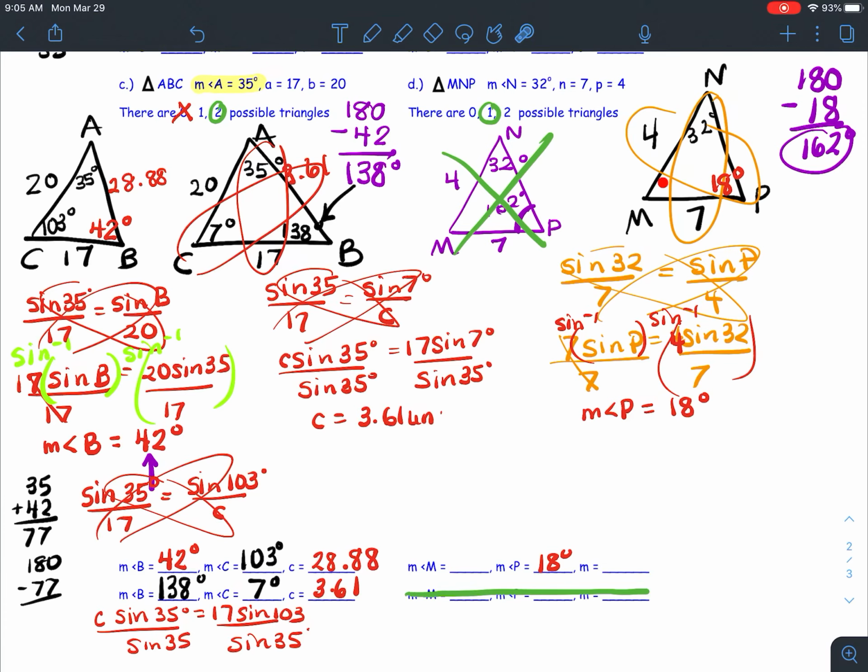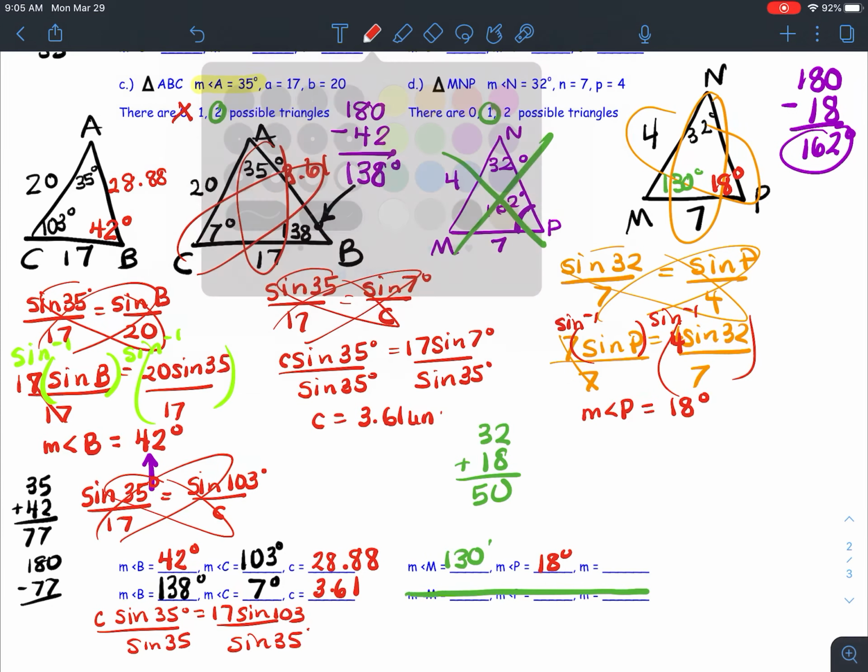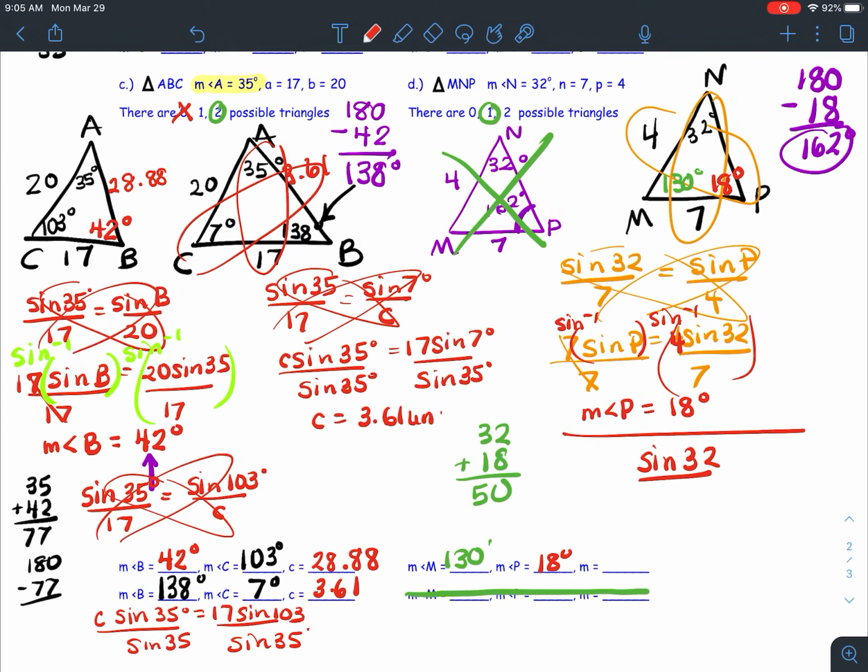We can go ahead and calculate what angle M would be. We're going to add together 32 and 18. Those are our two angles. That's 50. So if we subtract 50 off of 180, that leaves angle M has to be 130. And then we just finish this with one last ratio. Sine of 32 over 7 equals sine of 130 over M.